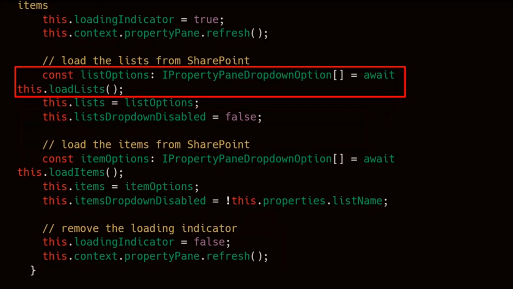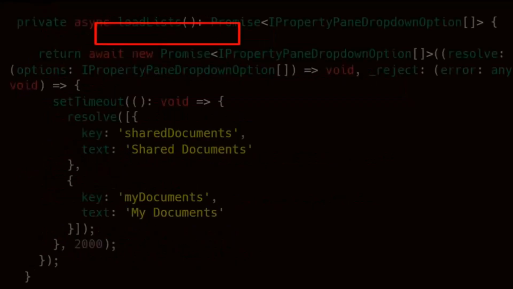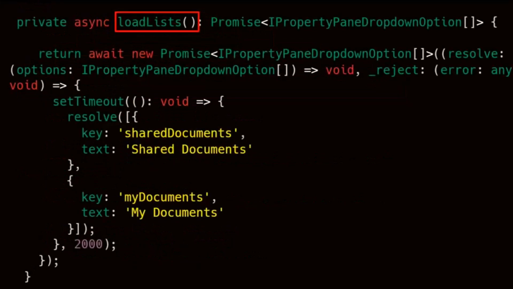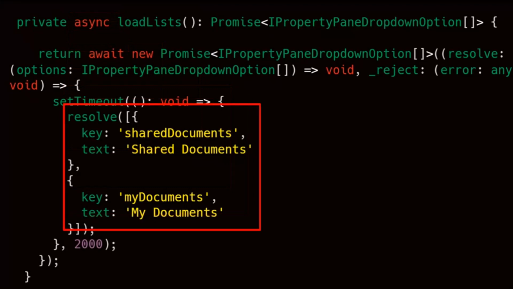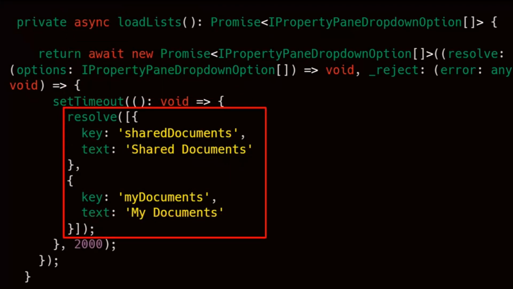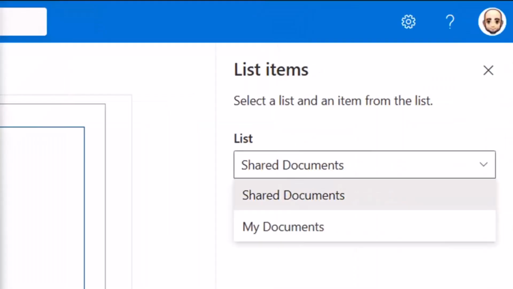Then how do I get the list of options, right? So one of the things that I do is, again, I call an asynchronous function called load list. Well, load list is a function that in our sample, we're hard coding a list of choices. In the real world, you would actually be making an API call, or you would be using PNP.js to make the calls. But this is what we're doing here. Again, this is an asynchronous function because we don't want everything to stop while we're loading. And what we're doing here in this sample is returning a hard-coded list of shared documents and my documents, which is what you see right here.